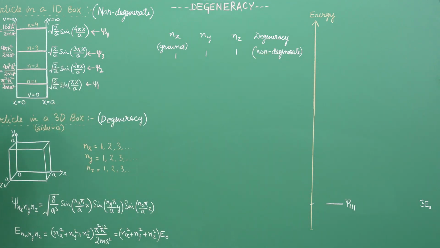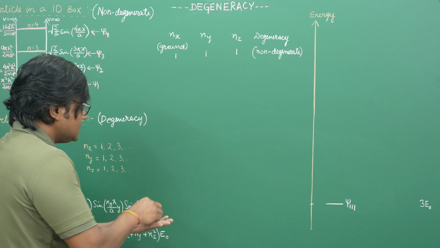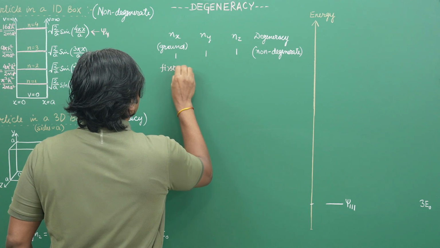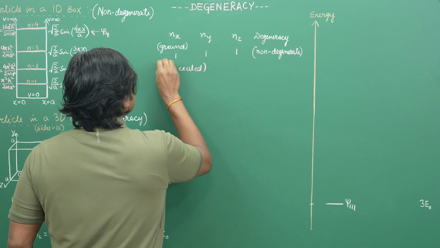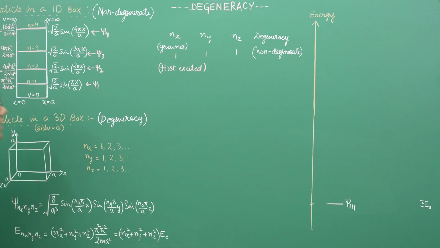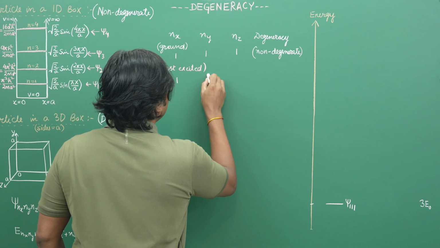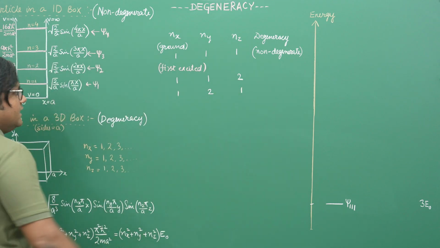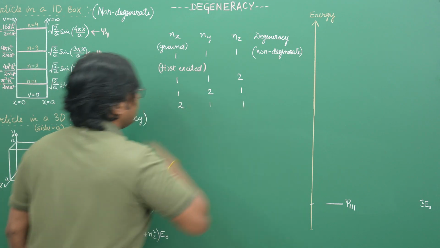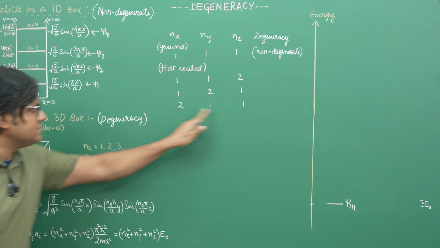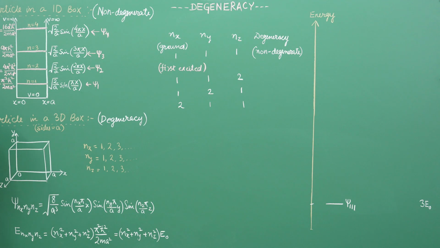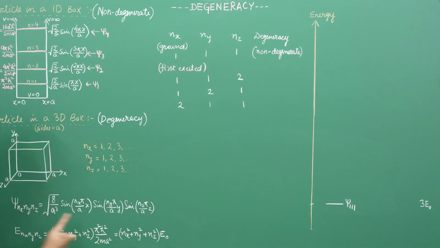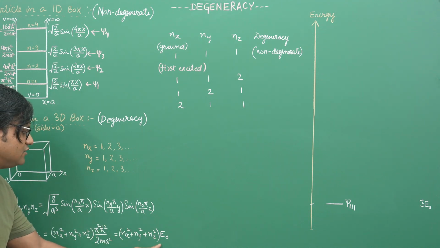Now let's look at the first excited state. What are the various possibilities of the first excited state? The various possibilities would give us 1, 1, 2 for nx, ny and nz, or 1, 2, 1, and 2, 1, 1. Please notice that for all these three possibilities, I end up getting the exact same energy level: 1 square plus 1 square plus 2 square, so 1 plus 1 plus 4, 6 E naught. So there are three distinct possible eigenfunction states which have the same energy level, 6 E naught.